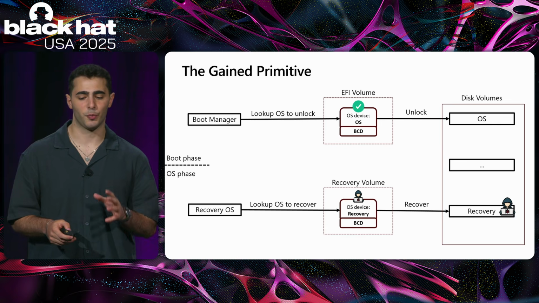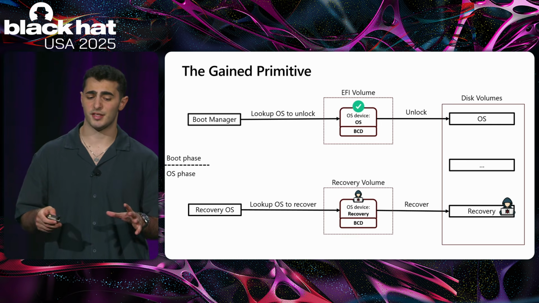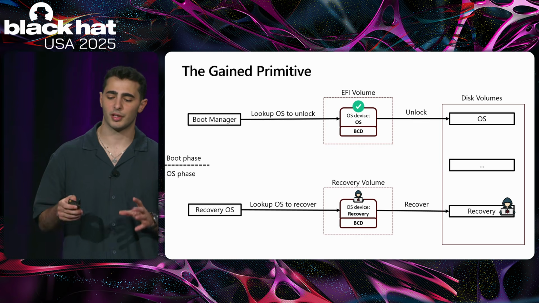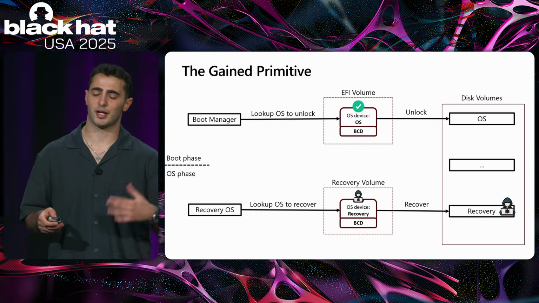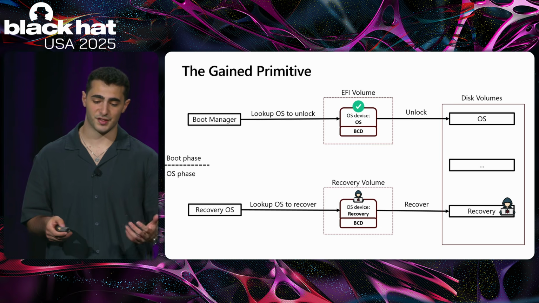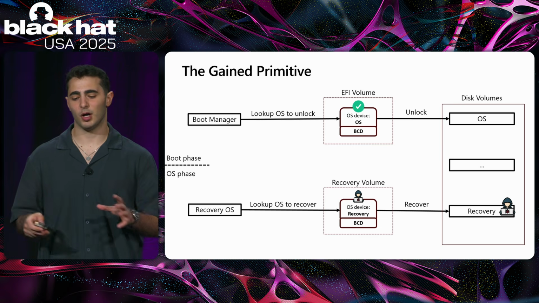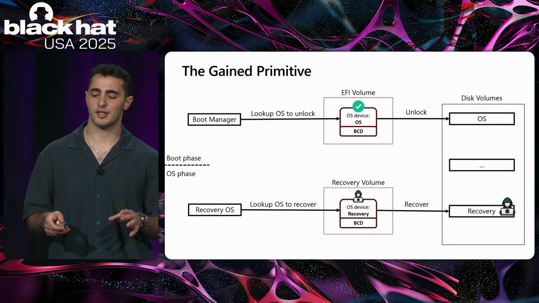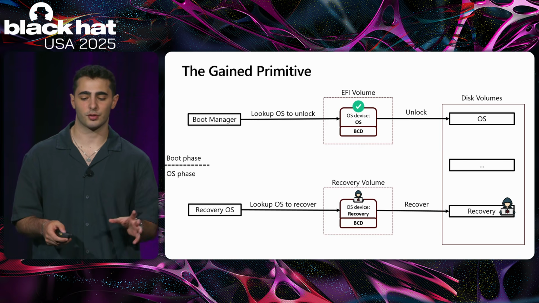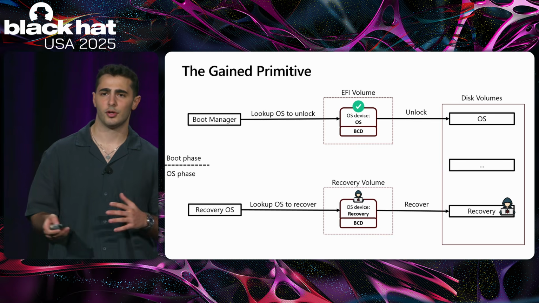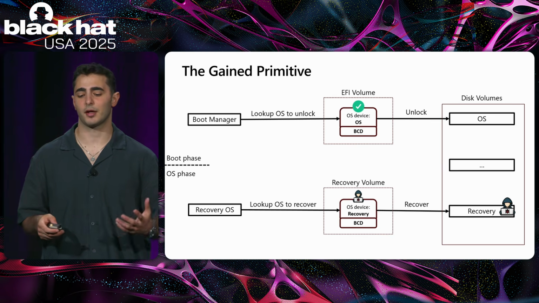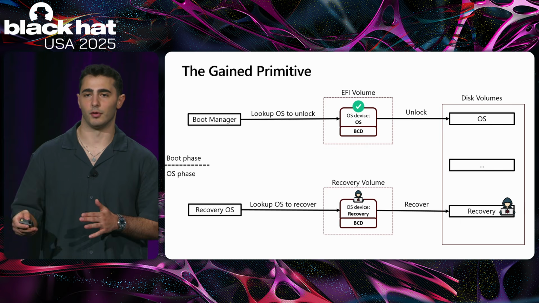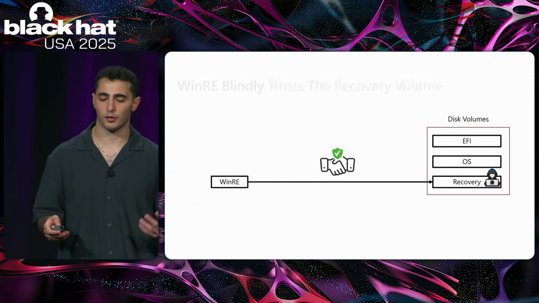During the boot phase, the boot manager locates and uses the legitimate BCD store from the EFI volume to unlock the BitLocker encrypted OS volume. So now this OS volume, if we get code execution, we can extract the secrets from, and we are after these secrets. However, during the OS phase, WinRE instead locates and uses the attacker-controlled BCD store in the recovery volume. This is due to the lookup logic, which we just explored. And this leads WinRE to consider an attacker-controlled volume as the BitLocker encrypted volume. So we gained the confusion primitive.